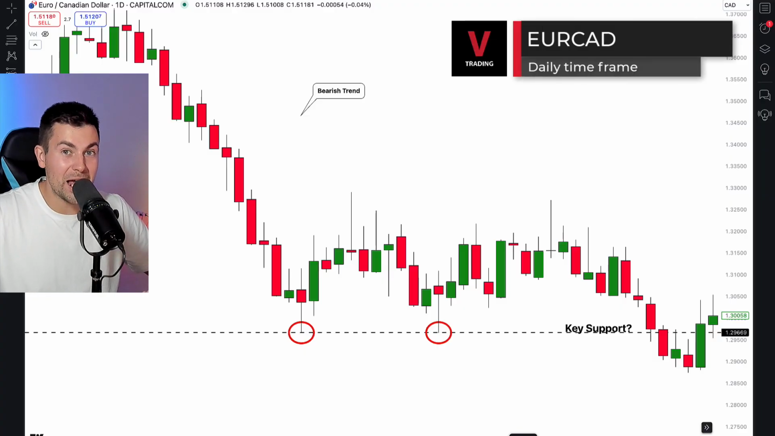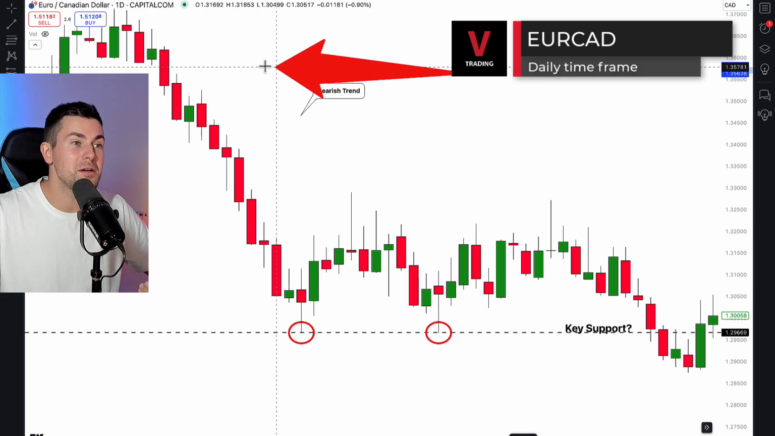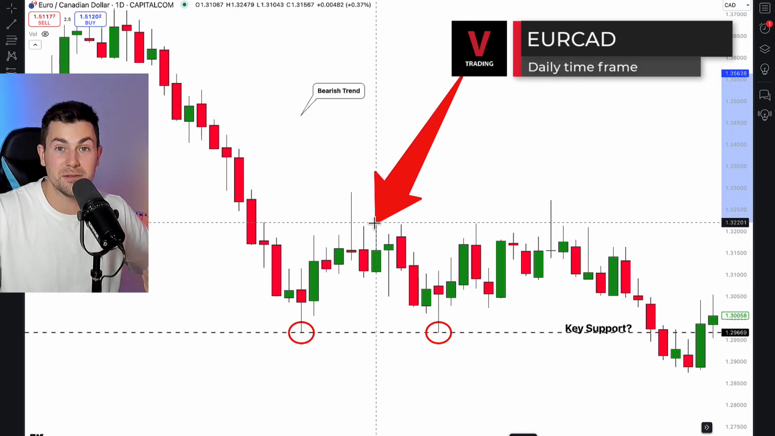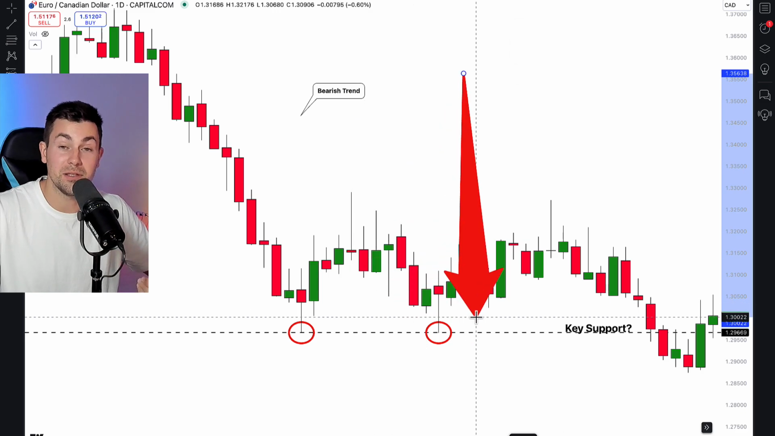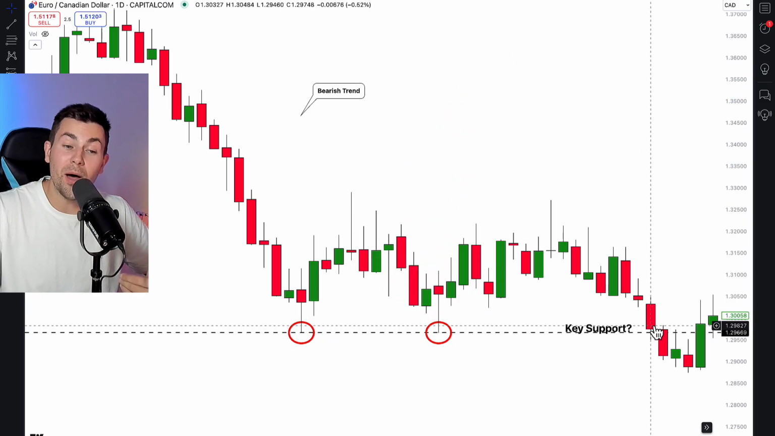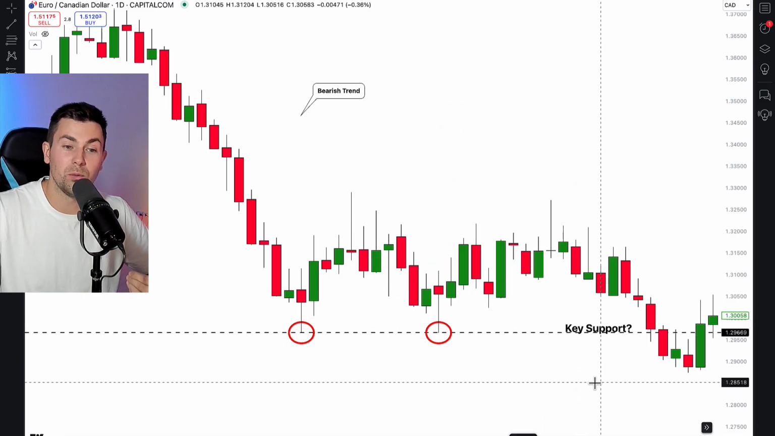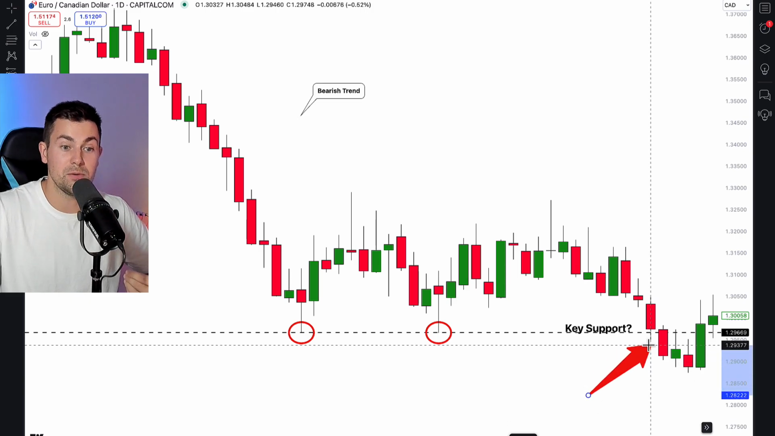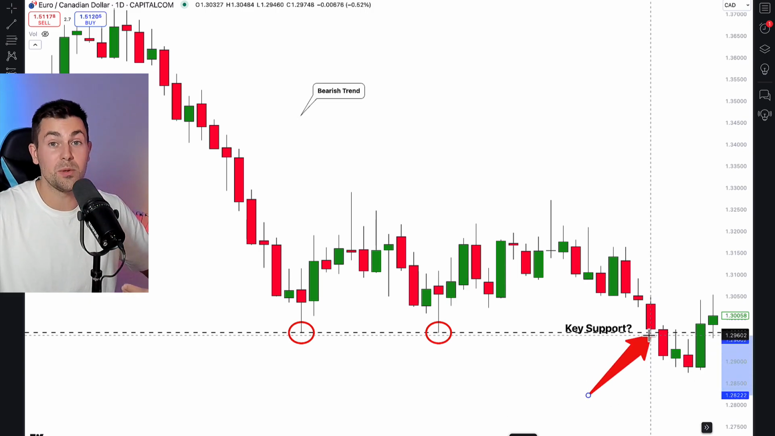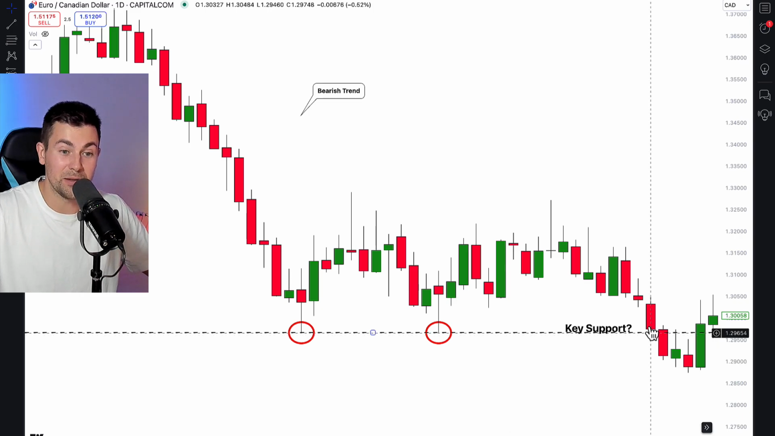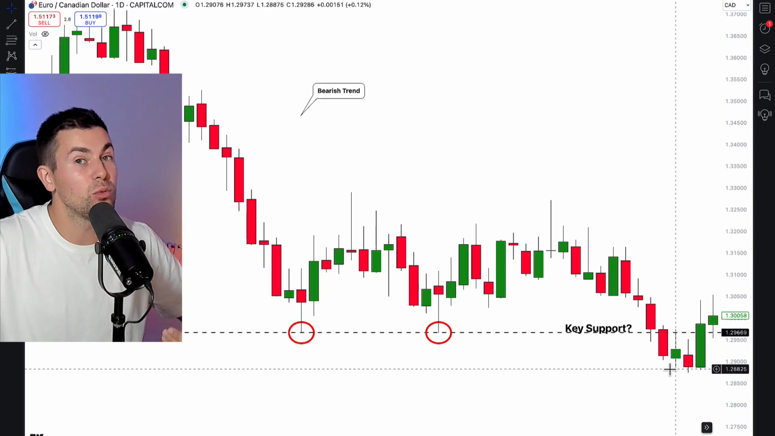Now look at Euro CAD pair on a daily. We have a clear, strong bearish trend, and in this bearish trend we can spot a significant horizontal support. But buying the market from that support would not be a good idea, because you can see that buying from that we would go against the trend, and when the market tested that support, it simply violated that and went lower.